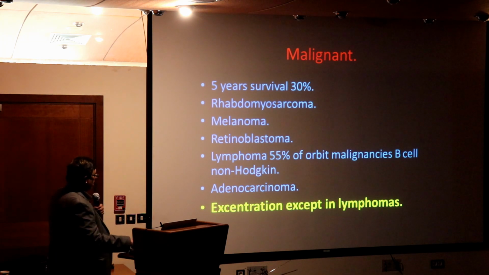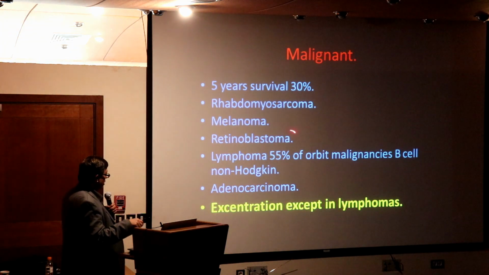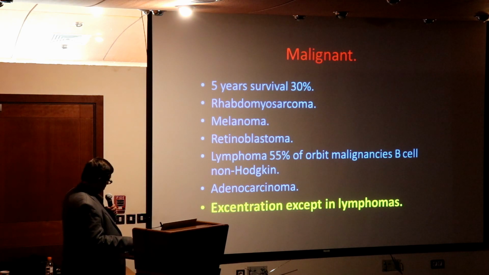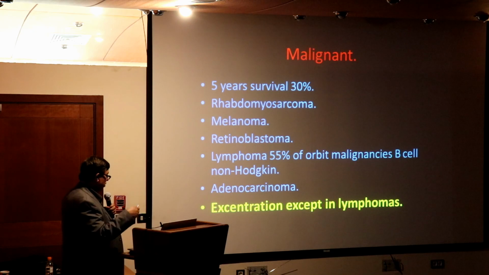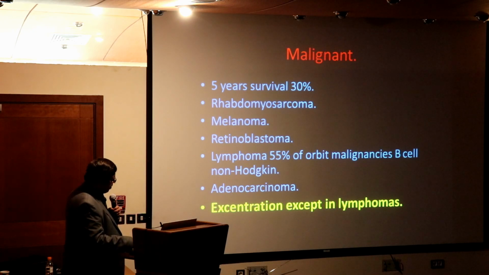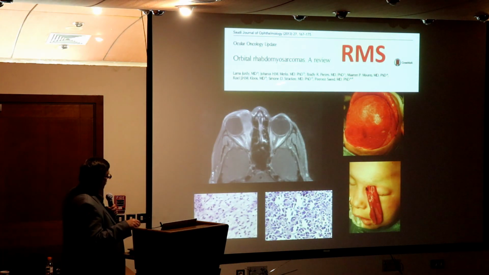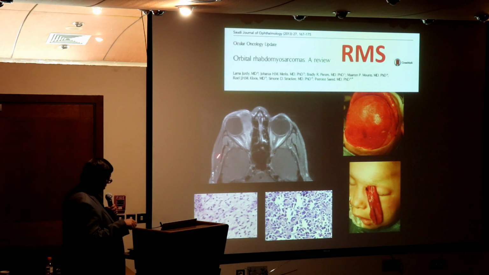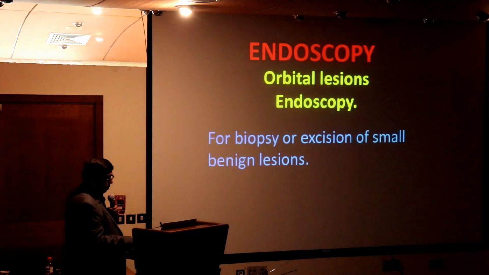Malignant tumors of the orbit are most likely rhabdomyosarcoma and retinoblastomas. Most of the time you will need exenteration of the eye, removal of the eyeball, except in lymphomas. And this is one of the rhabdomyosarcoma cases. The medial wall is completely taken out, and this is a flap to cover the medial wall.